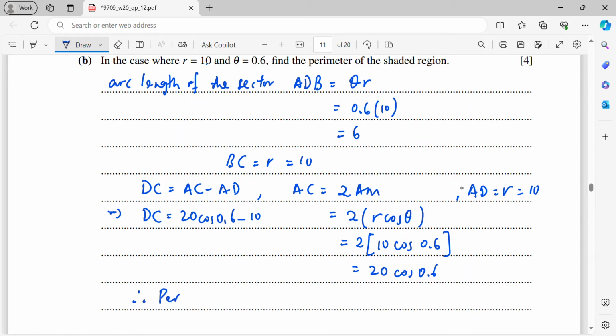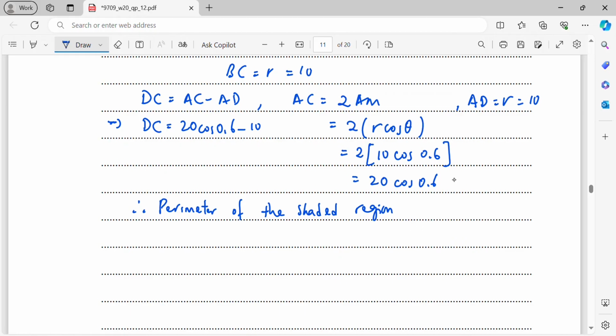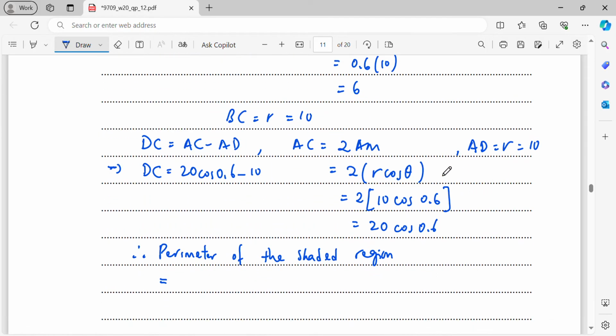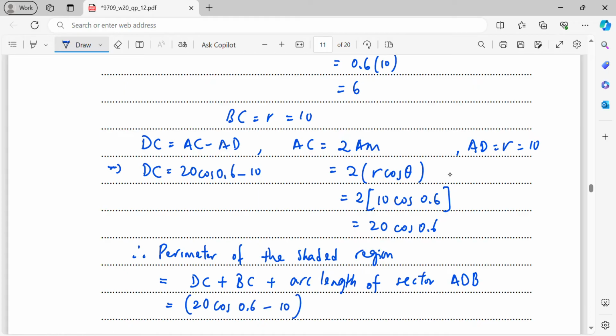Therefore, perimeter of the shaded region equals DC plus BC plus arc length of sector ADB. So it will be 20 cos 0.6 minus 10. This is DC. BC is 10. And then the other one is 6.